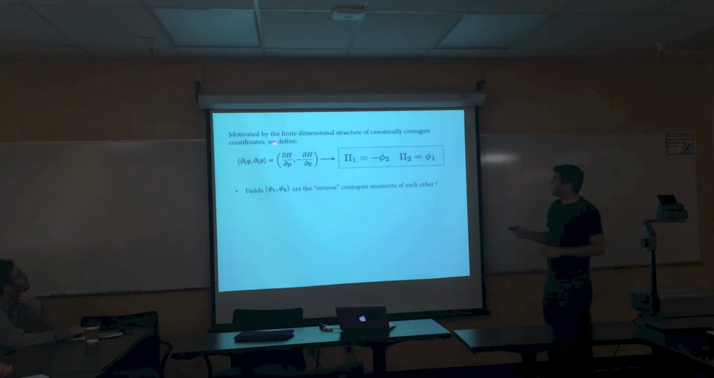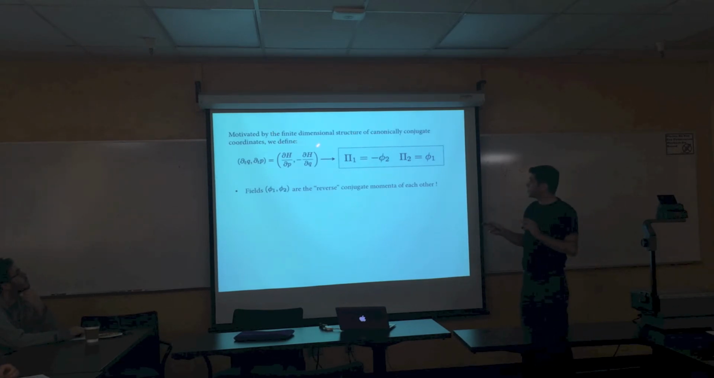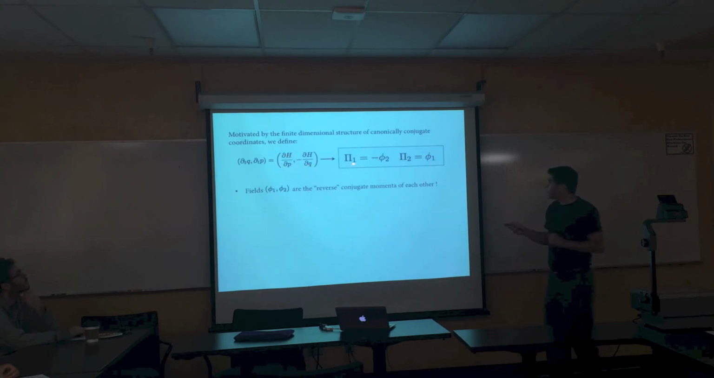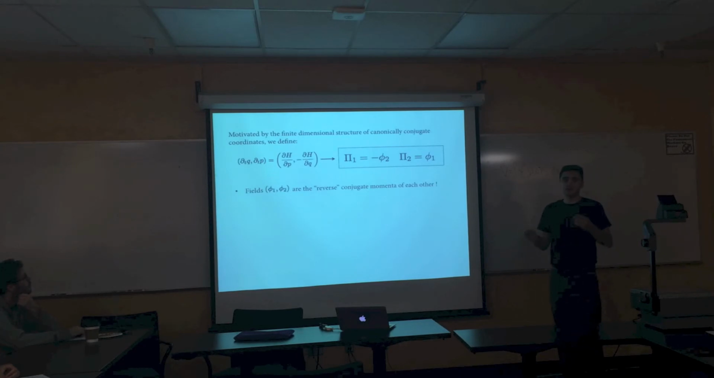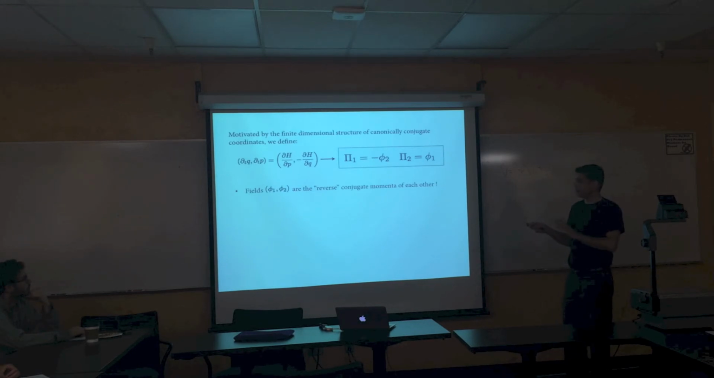So now, motivated by our finite dimensional structure of canonically conjugate coordinates, it had dH/dP and also minus dH/dQ. We make a canonical transformation where the fields, phi 1 and phi 2, are simply the reverse conjugate momenta of each other. We can do that. In the theory of canonical transformations, we can make a mapping from a set of variables to another set as long as the Poisson brackets are preserved, so they're valid canonically conjugate variables. You can check that that is the case here.